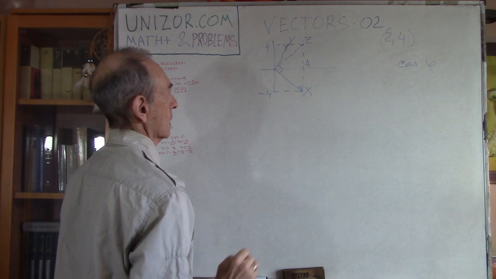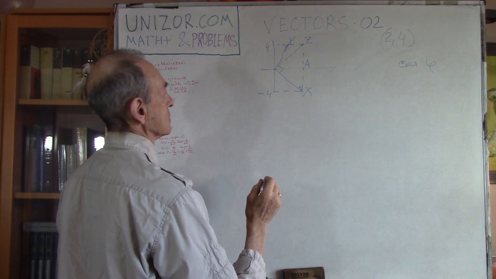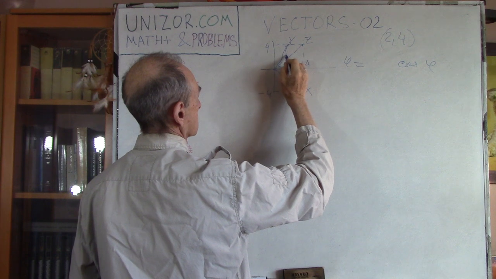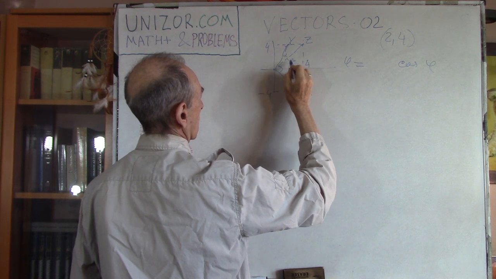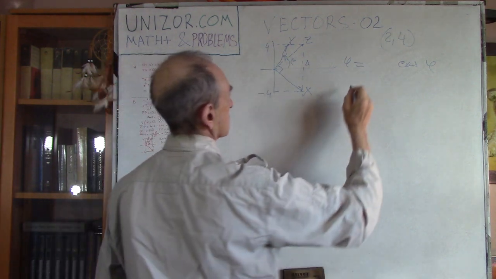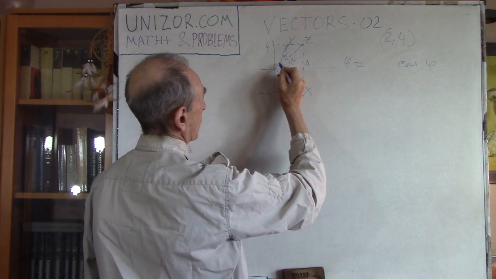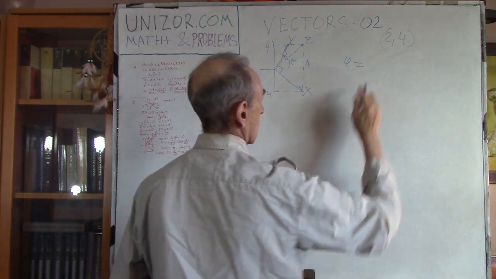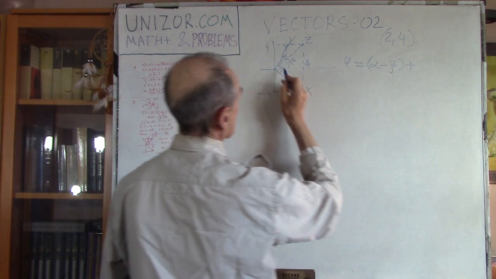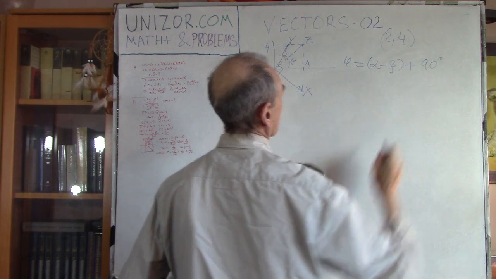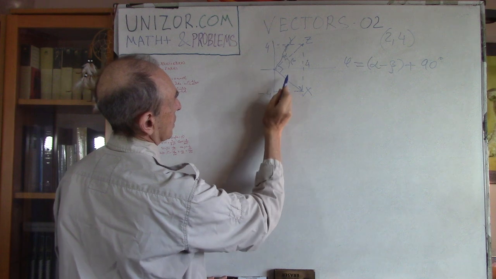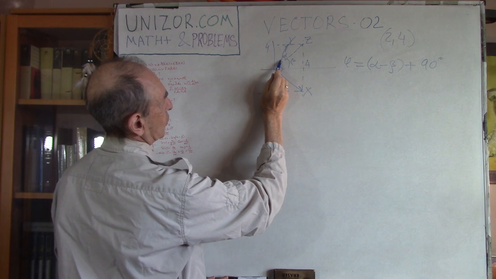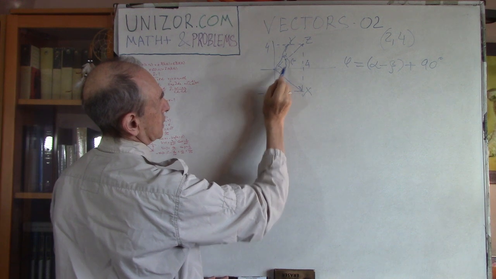So, what I will do is, now the phi is equal to, okay, this is alpha, and this is beta. So phi is equal to, first let's talk about alpha minus beta. Alpha minus beta plus 90 degrees, right? So my angle from x to y is 90 degrees, which is this one, plus this small one, and the small one is equal to alpha minus beta.